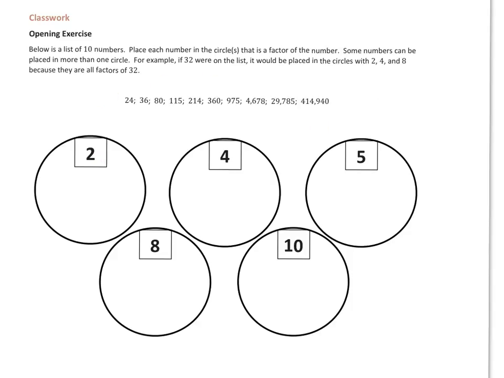So this would be a factor of 24, so 24 would end up in the 2, but 24 might also end up in the 4, but not the 5. So work on this as best you can.